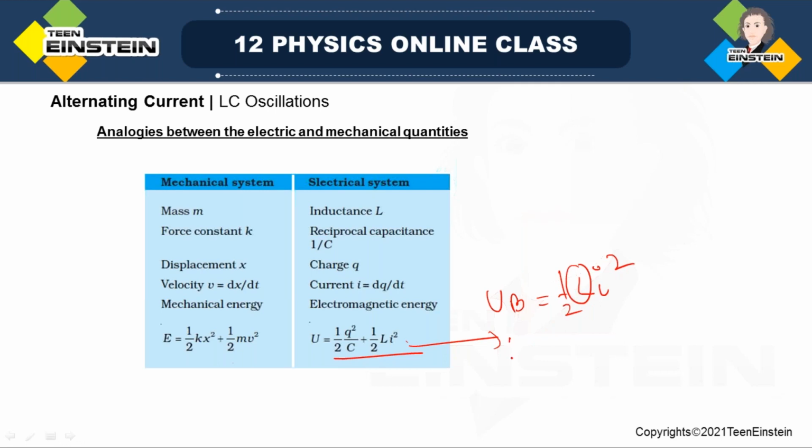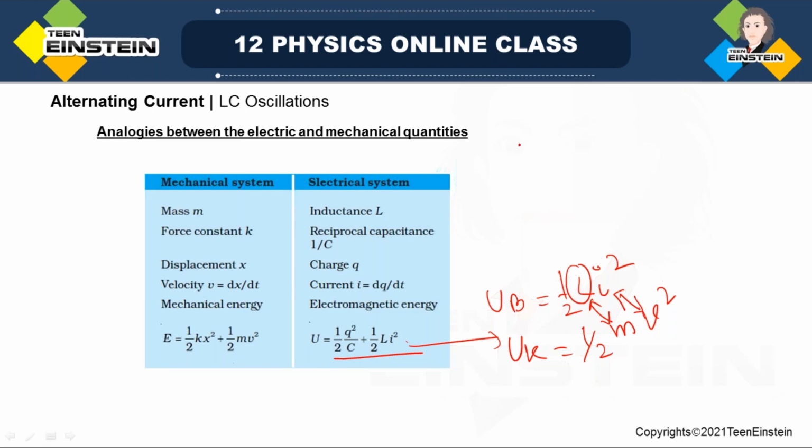You look here, see, this is analogous to the kinetic energy, half m v square. So v is analogous to current, m is analogous to L, half is anyway the same in both. So the kinetic energy is analogous to the magnetic energy, and the electrostatic potential energy is analogous to the spring potential energy. Okay, so these were the analogies between the electric circuit and the mechanical system.